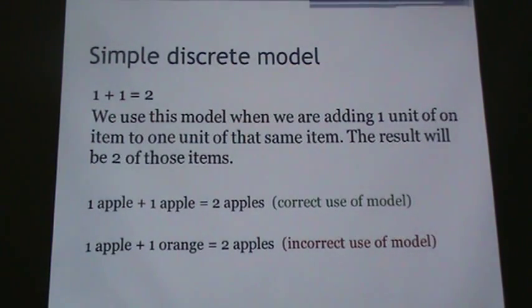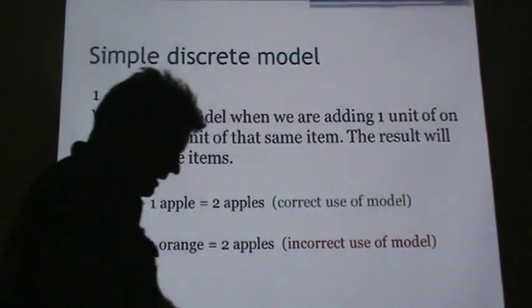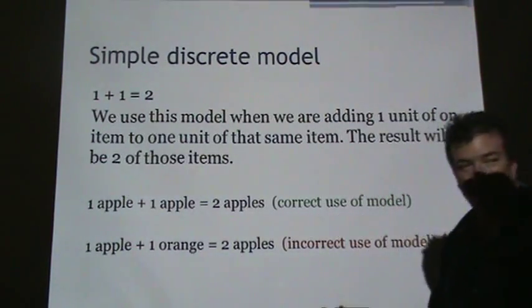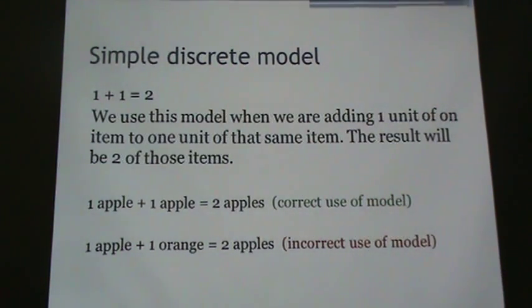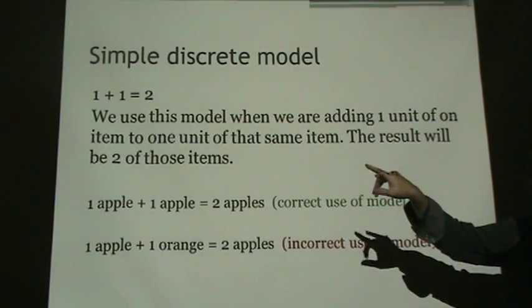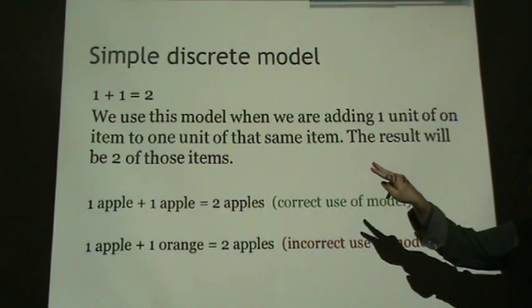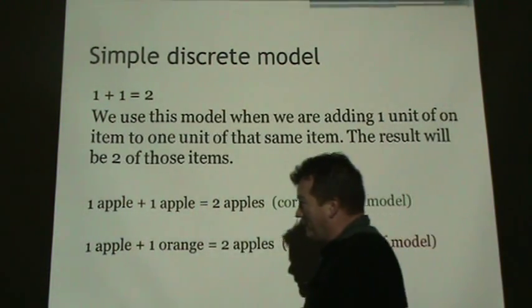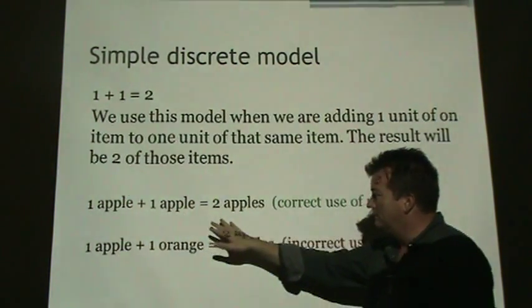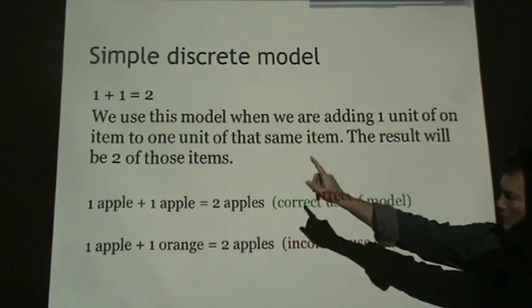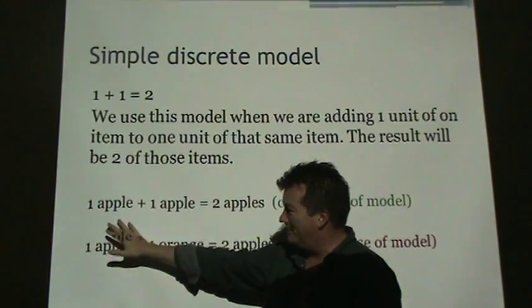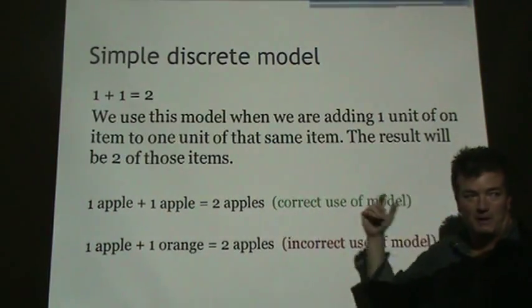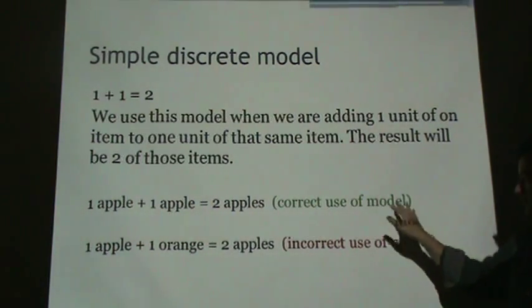I'd like to go over a very simple example: the mathematical model of 1 plus 1 equals 2. Technically that can be considered a mathematical model. We use this model when we're adding two units of something together. It is implied in the model that the two things we're adding are of the same type. For example, you could use the model 1 plus 1 equals 2 to perform a computation like 1 apple plus 1 apple equals 2 apples. So this would be a correct use of the model.